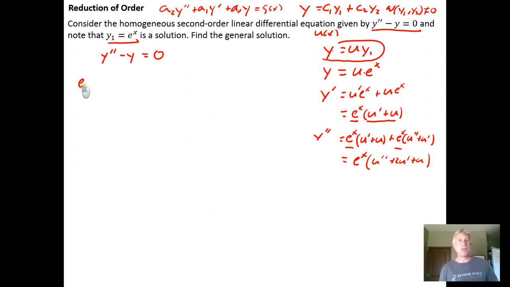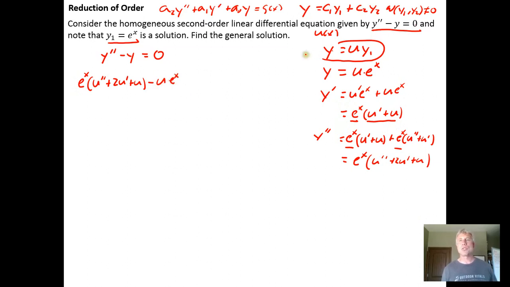So I'm going to plug in y double prime, which is e to the x times u double prime plus 2 times u prime plus u, and then we subtract y, so we're going to be subtracting u times e to the x.